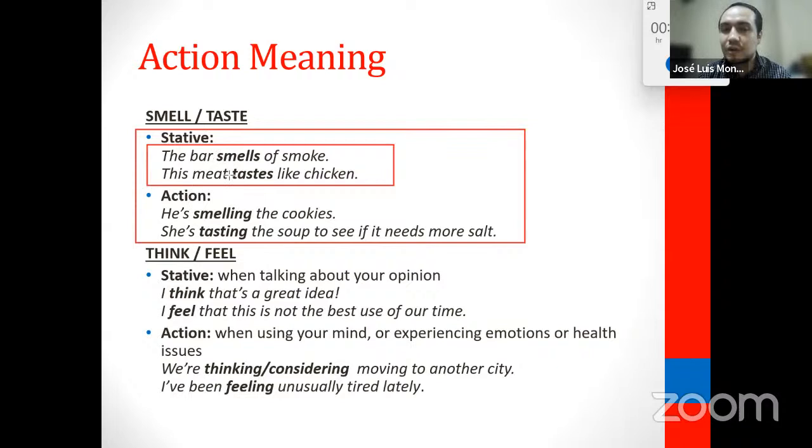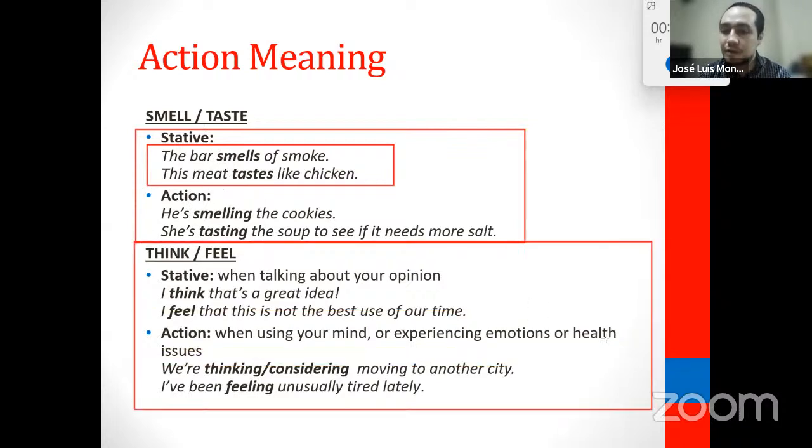Now let's go with think and feel, because also think, as we were saying, Daniel, Wilson, and Larissa, think, feel, those are non-action verbs. But you can use them as action verbs with a specific purpose. This one is going to be for you this time, Wilson, please. Think and feel, Wilson. Let's read it, please.